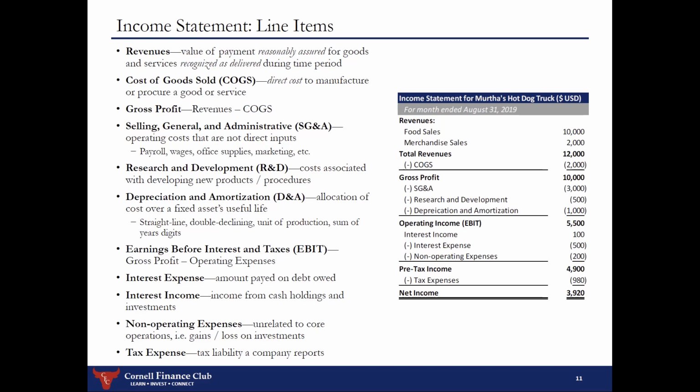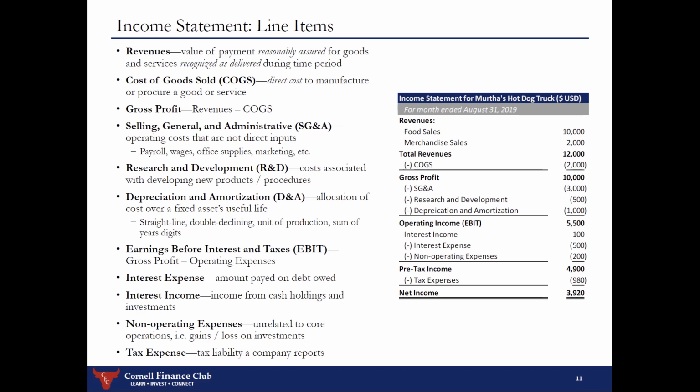I bracketed out D&A here, but normally D&A is actually distributed in cost of goods sold or SG&A. So this is just an allocation of cost over fixed assets' useful life. Depreciation is physical capital assets like your stove, your cash register, and your truck, versus amortization, which could be things like patents, customer lists, etc. And there are different ways companies calculate and recognize D&A.